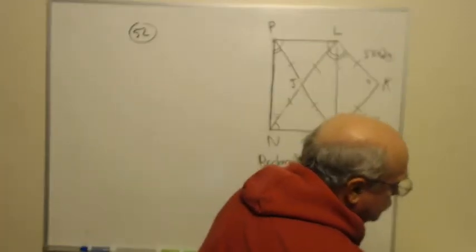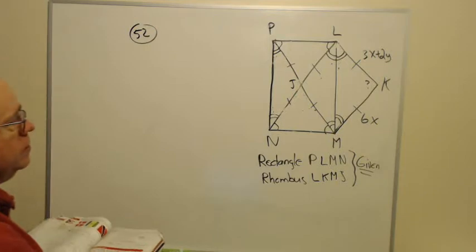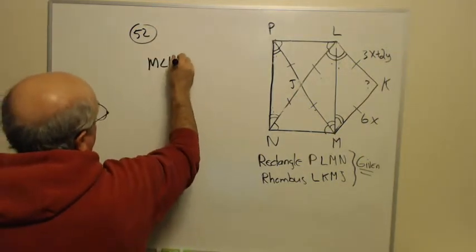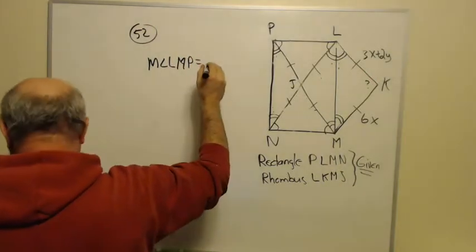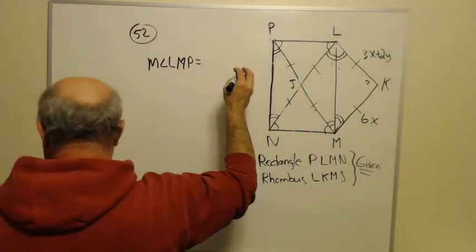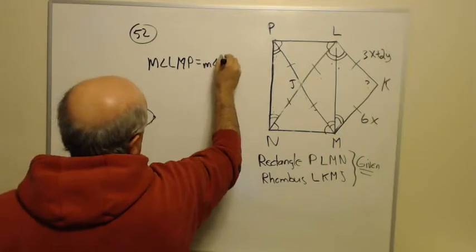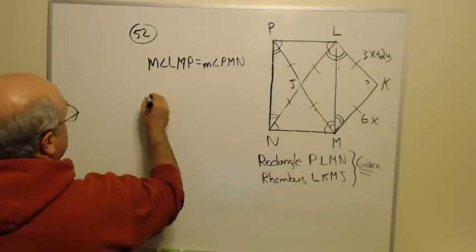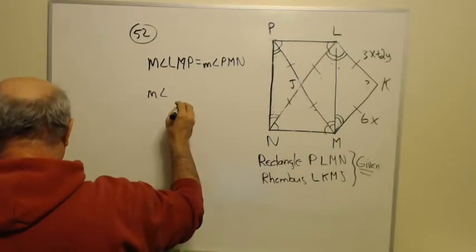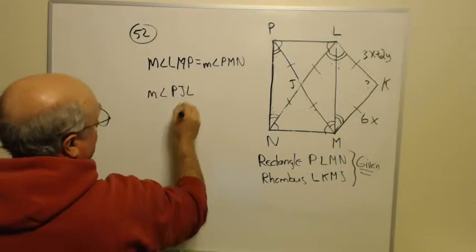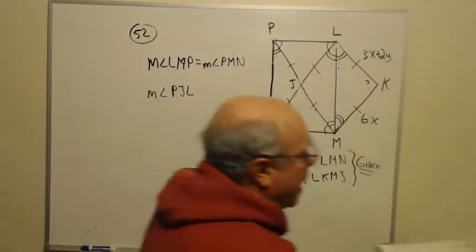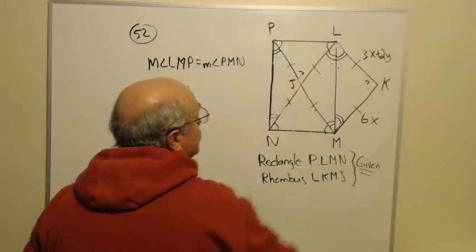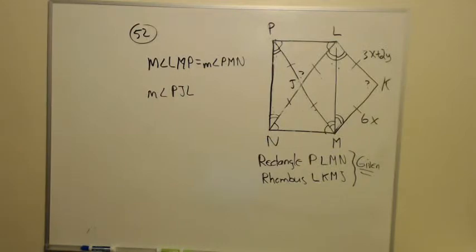Okay, on number 52, we're given that the measure of angle LMP equals the measure of angle PMN, and we're out to find the measure of angle PJL. Now notice the one that we're after. PJL is one of these angles right here where the diagonals are meeting. All right.